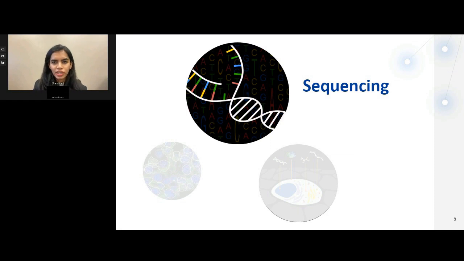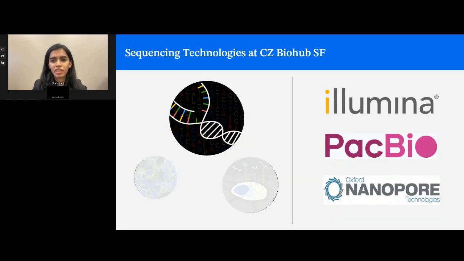Moving on to sequencing, we have three types of technologies available for sequencing at the Biohub, namely Illumina, PacBio, and Nanopore. Illumina is short read based sequencing, and PacBio and Nanopore are long read based sequencing. With Illumina, it can give you about 50 to 600 base pairs in size and anywhere between 1 million to 12 billion reads. So it's extremely high throughput. With PacBio and Oxford Nanopore, we can sequence really long fragments of DNA or RNA from anywhere between 10 to 30 kilobases. But the throughput is really low compared to short read sequencing.